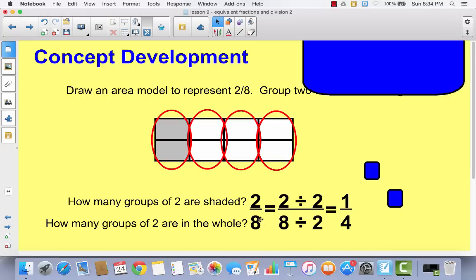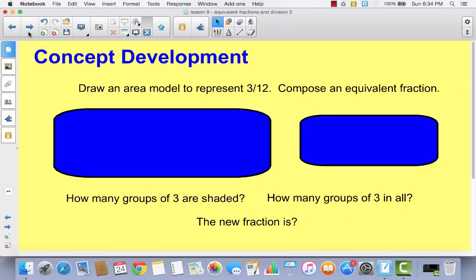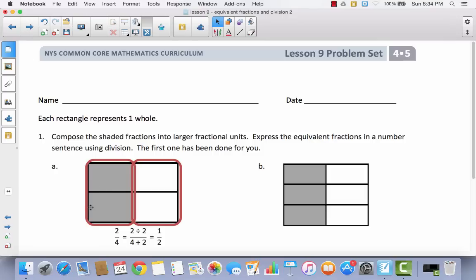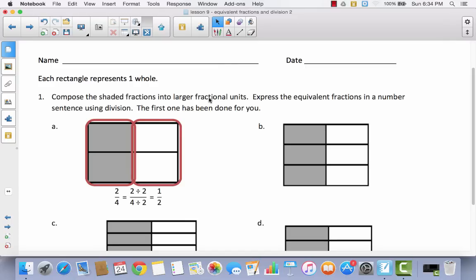Okay? If this is still a little bit confusing to you right now, that's okay, don't panic. We're going to be doing lots more practice in our problem set today. All right, so let's go ahead and get out your problem set. Write your name at the top, and we're basically going to do the same thing on this problem set that we were doing in our journal.